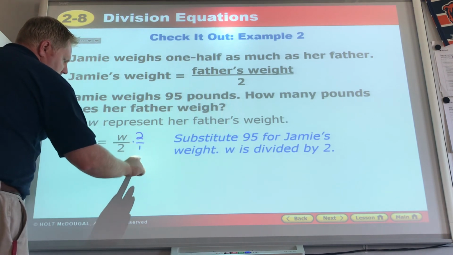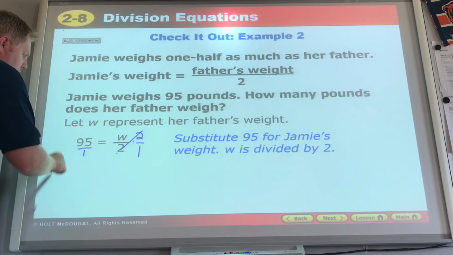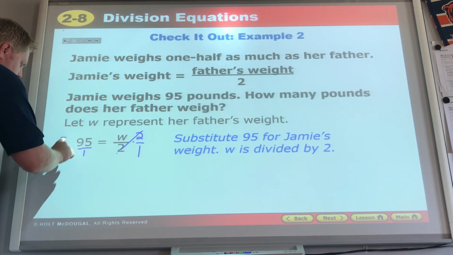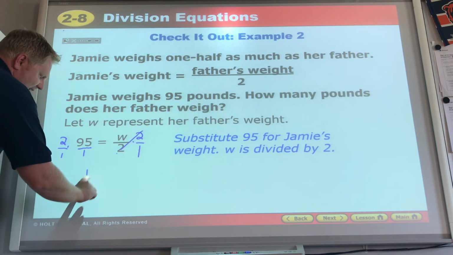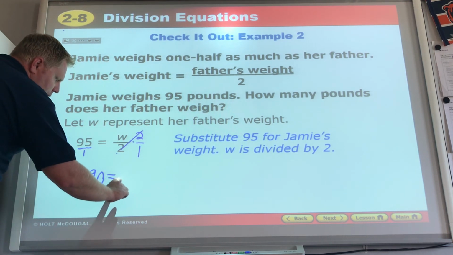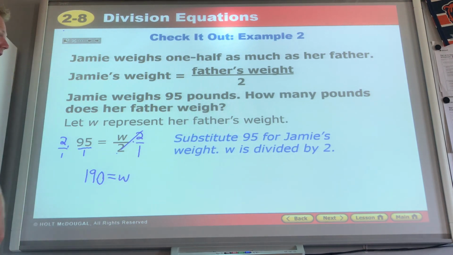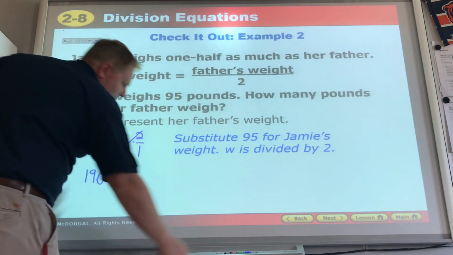Times 2 over 1. 1's on top, 1's on bottom. We can kind of cancel out. All right, times 2 over 1. Excuse my bad drawing there. That would be 190 equals W. All right. His weight is 190 because if you divide that by 2, it's 95.